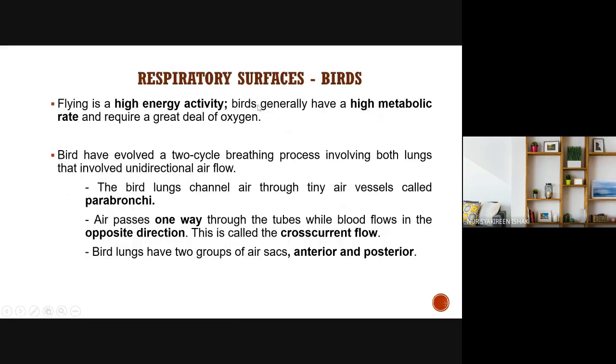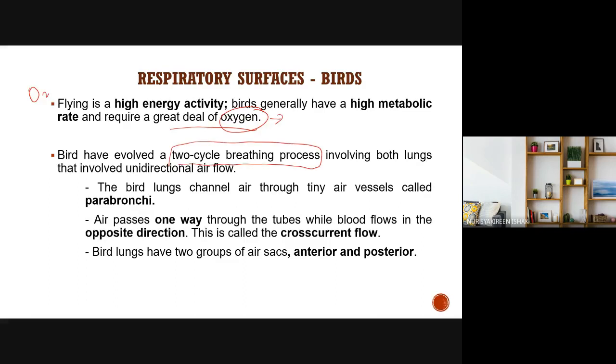Okay. So for birds, flying is a high energy activity. So the flying activity will obviously require a high concentration of oxygen. It means that birds will always need a continuous supply of oxygen. Birds generally have a high metabolic rate and require a great deal of oxygen. The oxygen will be supplied to cellular respiration to generate energy to allow the bird to be able to fly. So birds have evolved a two-cycle breathing process.